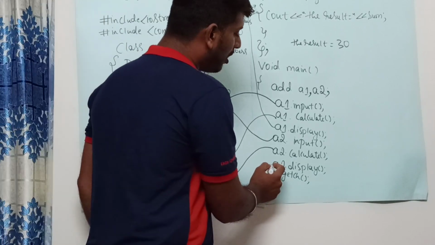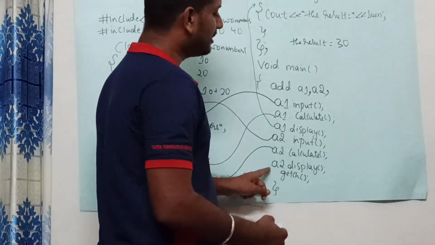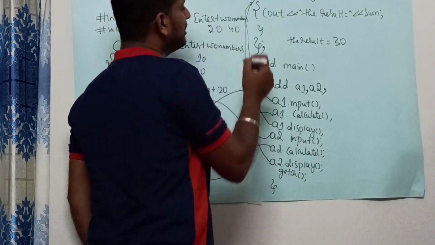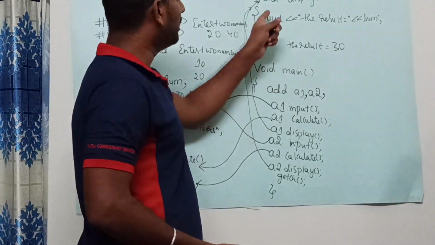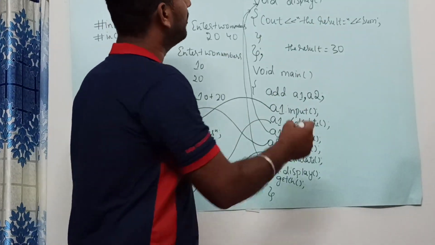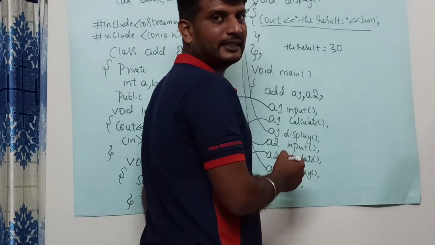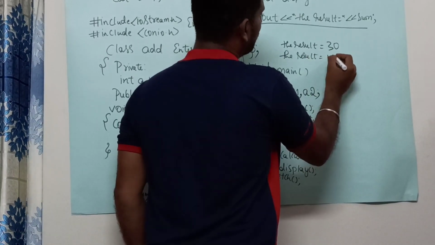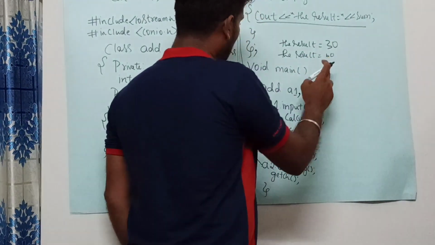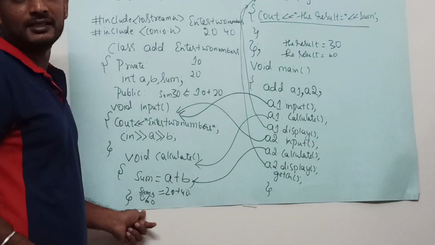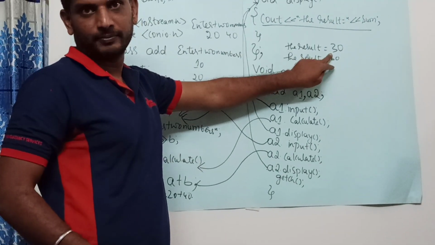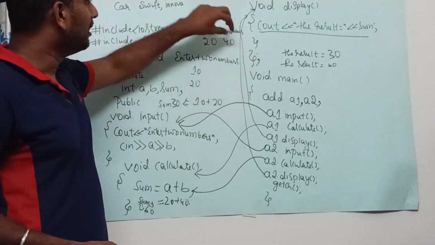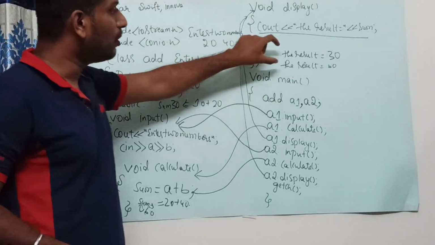Next again, we will call the next function called A2 dot display. When A2 dot display is called, this function gets executed. When you execute this function, this statement gets executed, that is, you will get the output on the screen, the result is equal to 60. The result is equal to sum, but the value stored in the variable sum is 60. So you will get two outputs because you have created two objects and you are calling the function twice. You will be getting two input statements and two output statements.